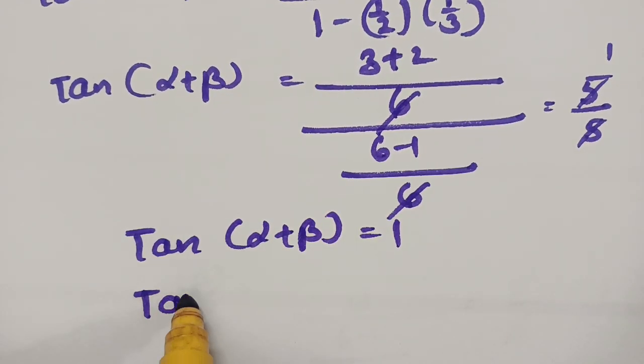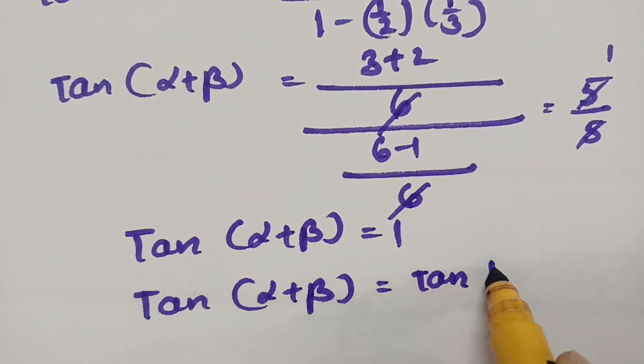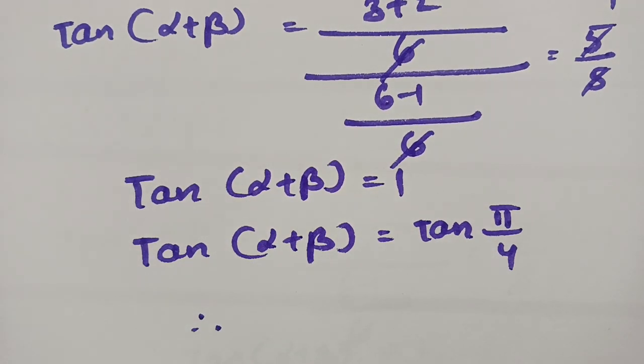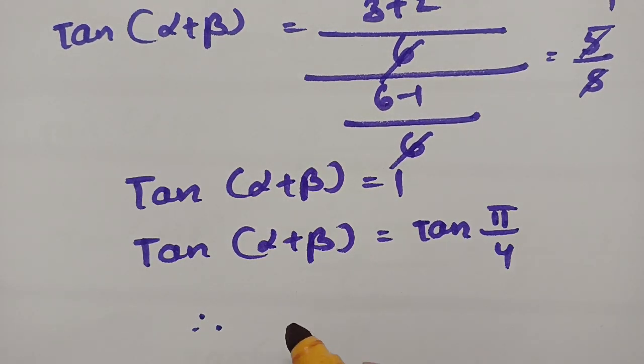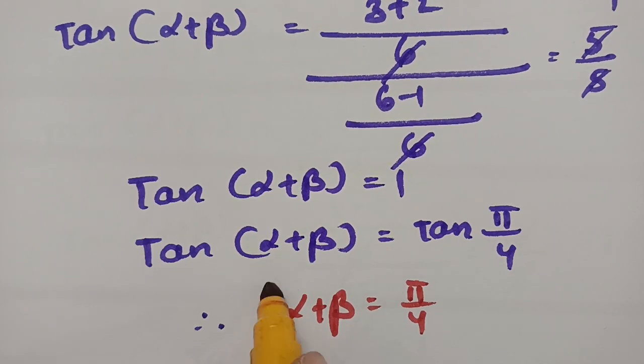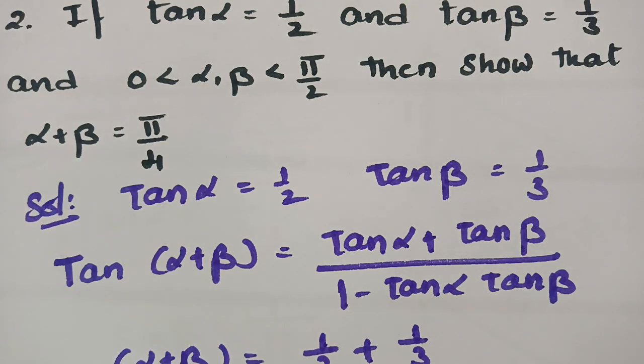So this can be written as tan of alpha plus beta is equal to tan of pi by 4. So therefore, alpha plus beta value I got as pi by 4. This is what is asked to show in the question. So we have to show that alpha plus beta is equal to pi by 4.